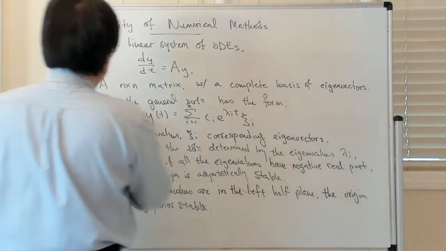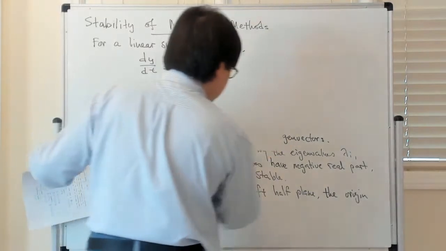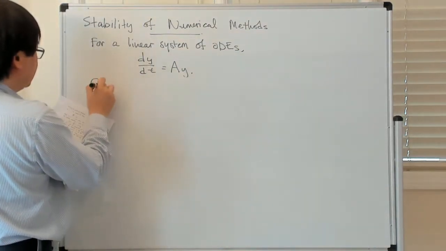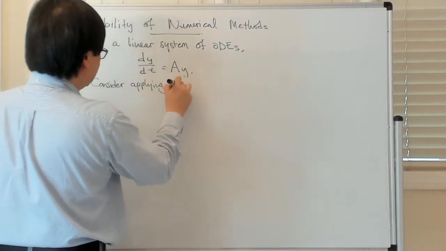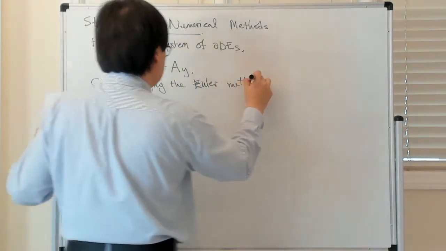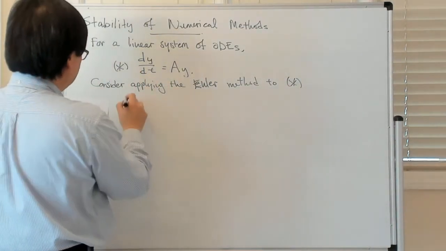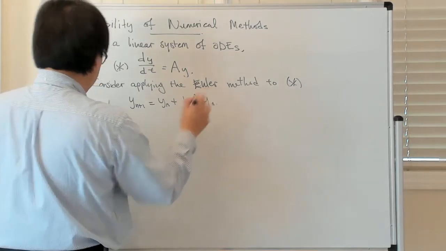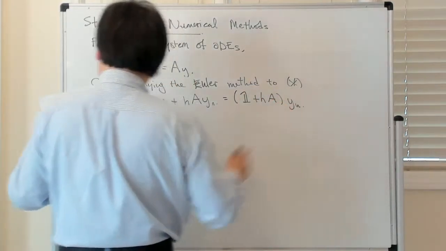Okay, all right, so I'm just going to leave the differential equation up for now. So let's consider applying the forward Euler method to this equation you have here. All right, so you get y_{n+1} equals y_n plus h times the matrix A applied to y_n. So you can write this as the identity plus hA acting on y_n.